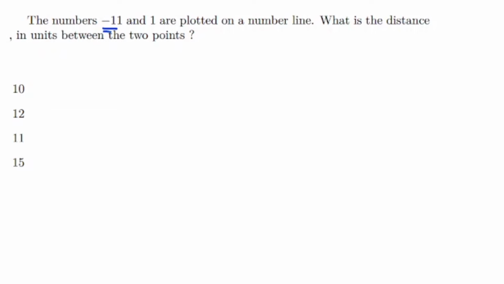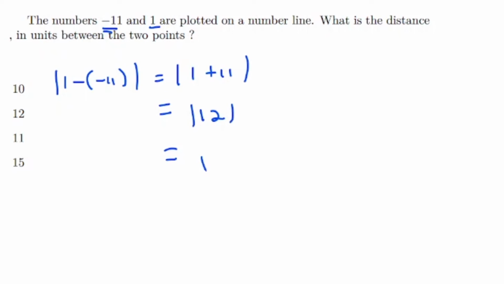The numbers -11 and 1 are plotted on a number line. What is the distance in units between the 2 points? Well, to find the distance, you have to do 1 minus -11. So you just find the difference between the two numbers. And because the negative of -11 is equal to 11, you have 1 plus 11. The absolute value of that is the absolute value of 12, which is just 12. So this is the correct answer.